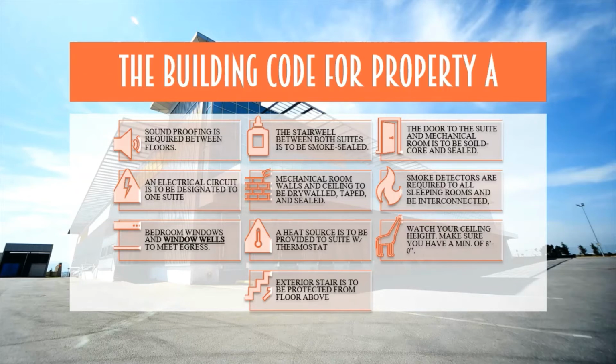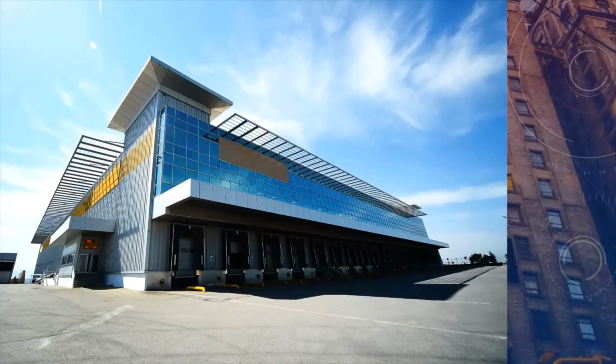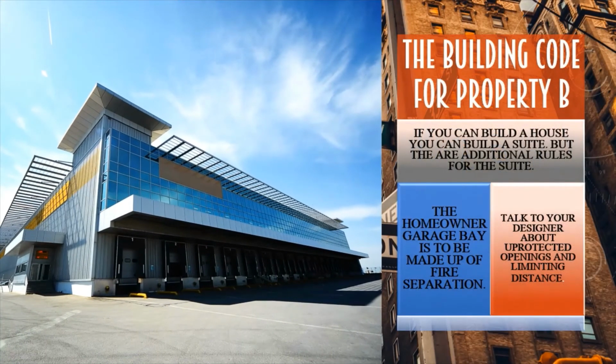Next, we have to provide a secondary heat source for our suite that can be controlled by the tenants downstairs. And we have to be conscious of the ceiling height. Depending on the age of your property, the city can allow you to get away with a suite that has a headroom clearance of under 8 feet, but only in certain portions of the room. Lastly, we also have to think about an exterior stair being protected from the floor above. I'll get into that a little bit later.